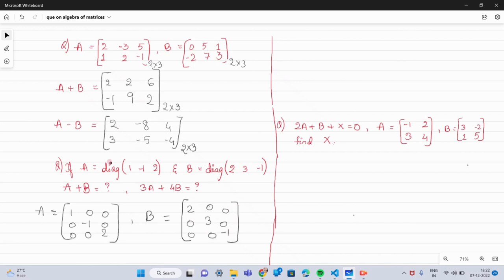Now, I hope you can solve this A plus B. What is the order of this? It is 3 cross 3, and this is also 3 cross 3. Now let's solve 3A plus 4B.